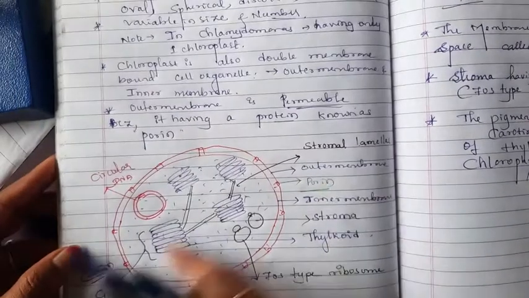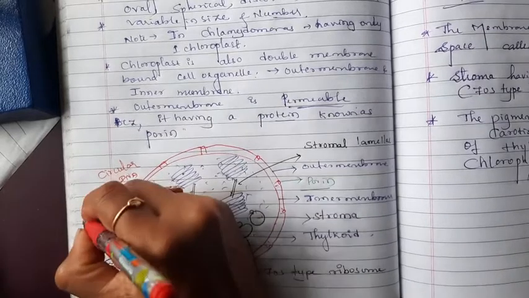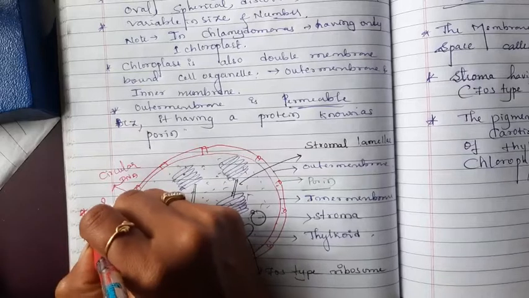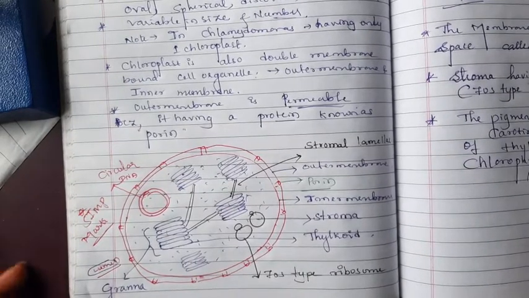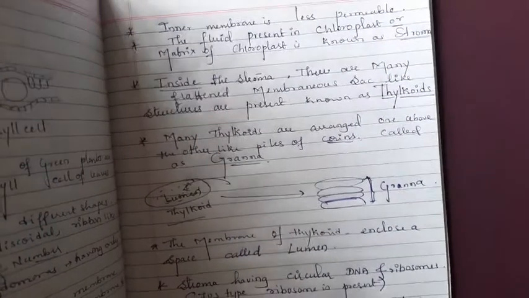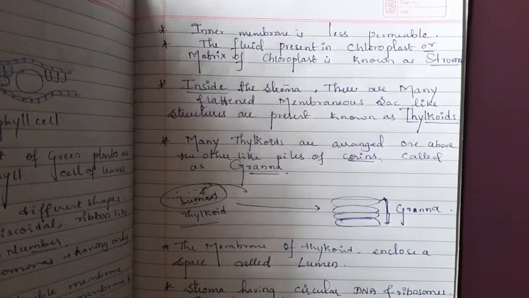This is the structure of chloroplast. Please practice this diagram, this is very important for the 5 marks. 5 marks important diagram, practice the explanation also. Then the inner membrane is less permeable than the outer. The fluid which is present inside the chloroplast is known as a stroma.